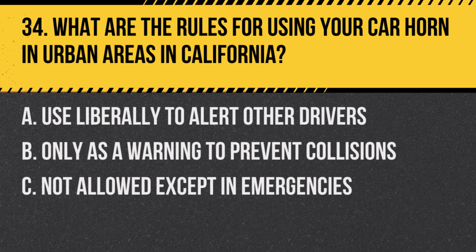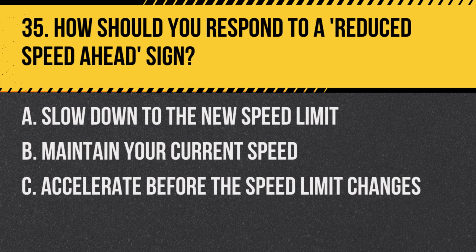A. Use liberally to alert other drivers. B. Only as a warning to prevent collisions. C. Not allowed except in emergencies. Answer: B. Only as a warning to prevent collisions. The car horn should be used sparingly and only to prevent accidents or collisions. Question 35. How should you respond to a reduced speed ahead sign?